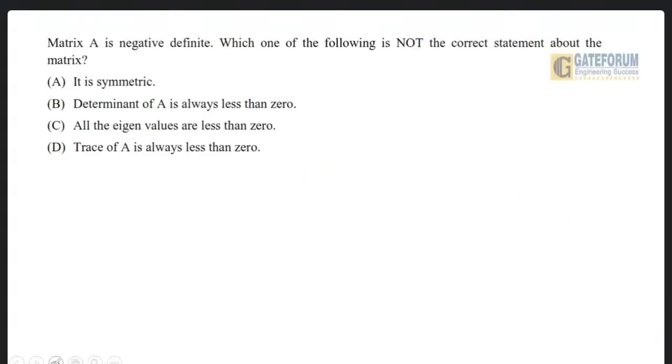The question is, matrix A is negative definite. Which one of the following is not the correct statement about the matrix? A, B, C, D, 4 statements given. This is from engineering mathematics, from the topic linear algebra, subtopic basics, eigenvalues, etc. And the solution is multiple subtopics.